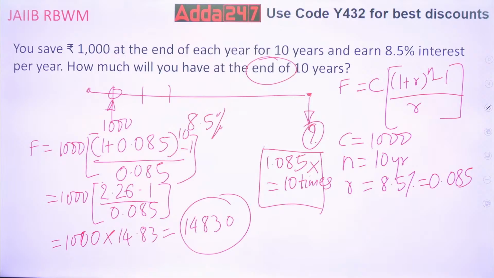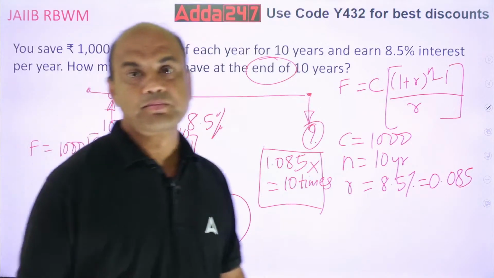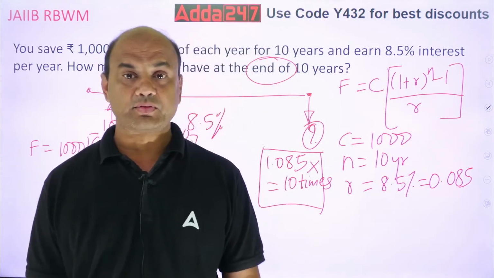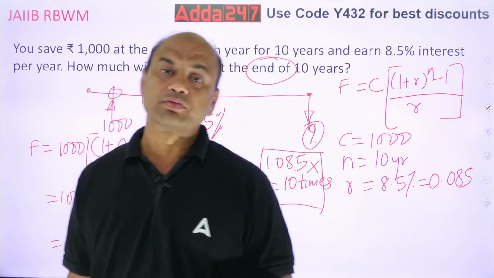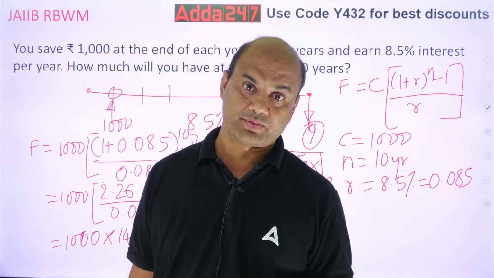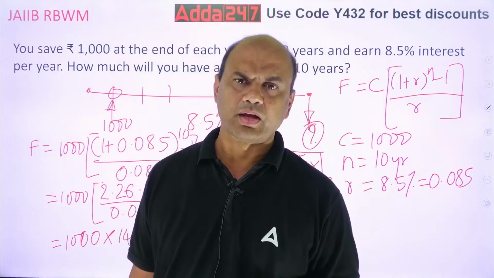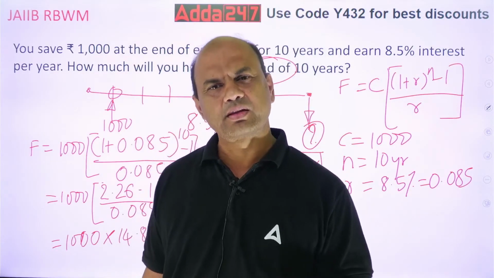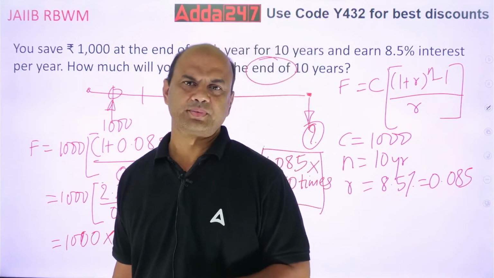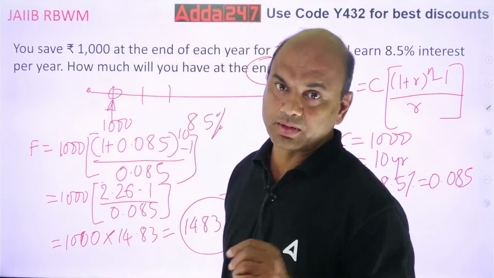These two numericals are surely there in your RBWM paper also. Remember, this time, May 25, the numericals were heavy. Every year they are asking numericals. So don't leave any of the numericals.